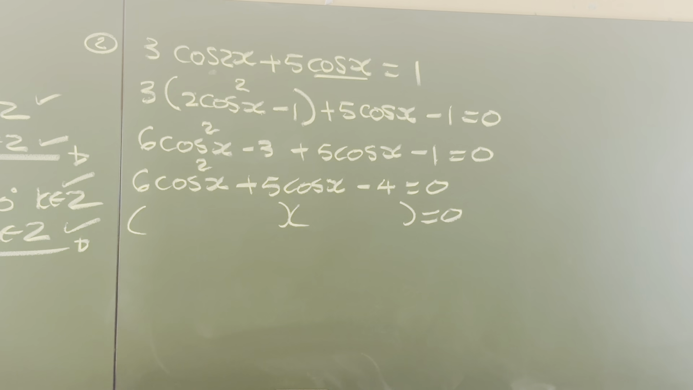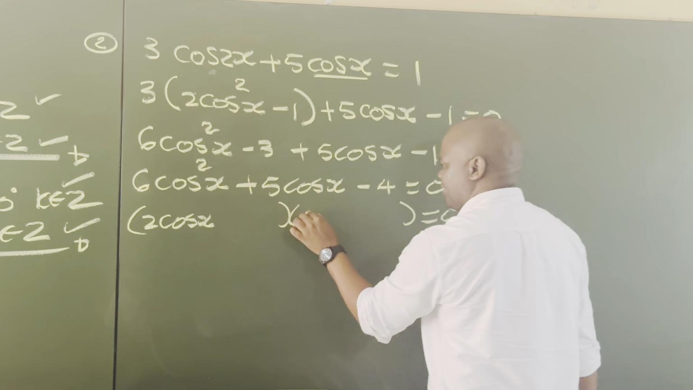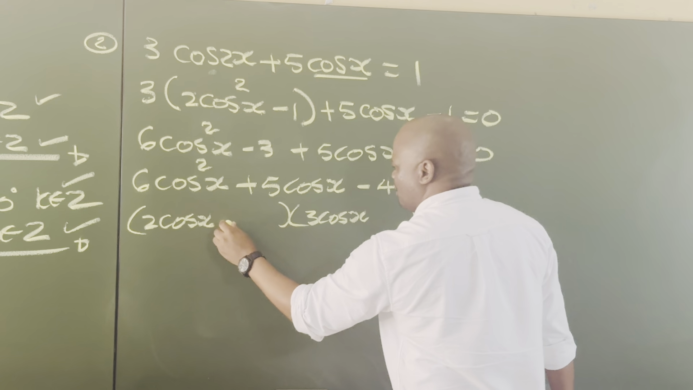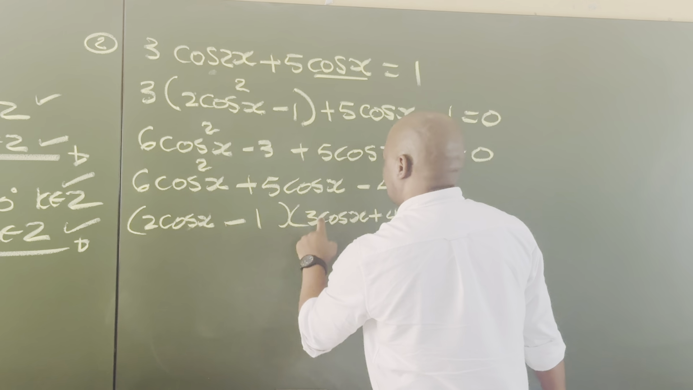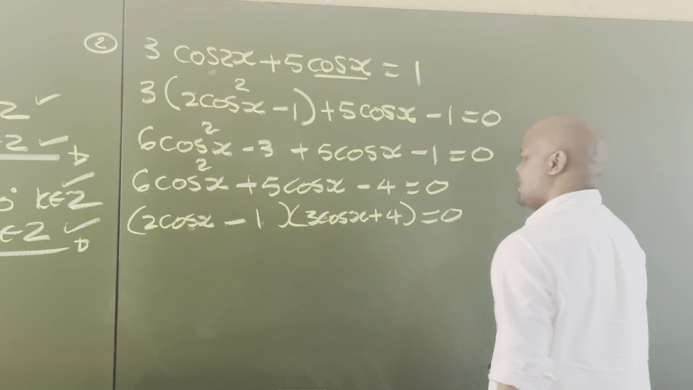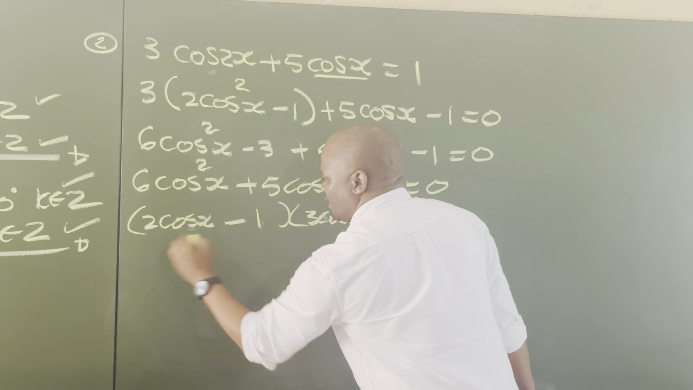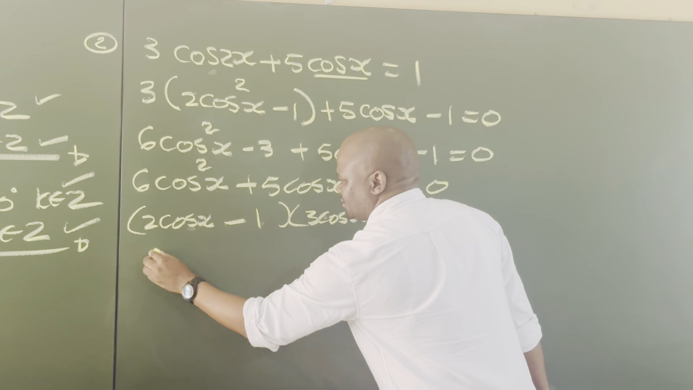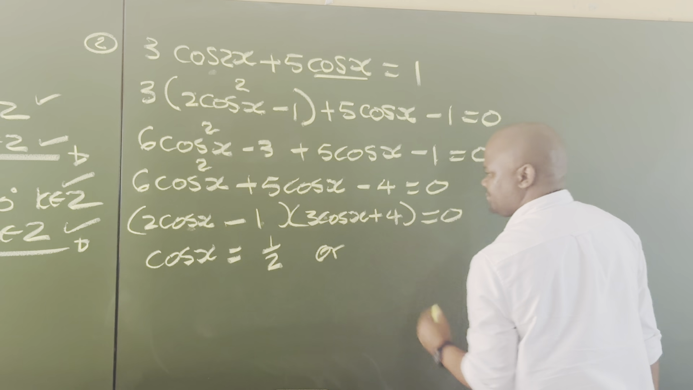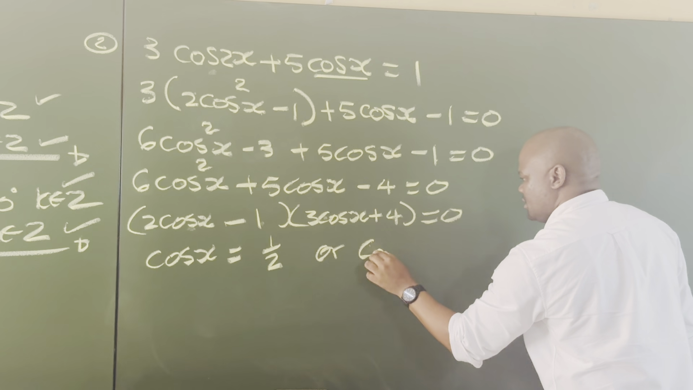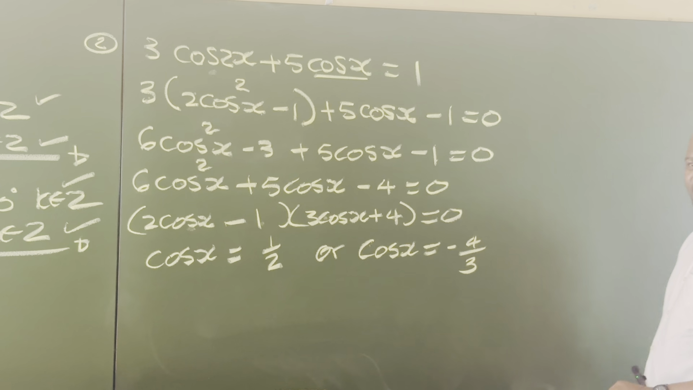All right. So what will be the factors? 2 cos x, then we have 3 cos x. Then this side will be minus 1, then this one will be plus 4. Does it check out? Yes, it does. And then from here, what will be the solutions? Cos x is equals to 1 over 2, or cos x is equals to negative 4 over 3.